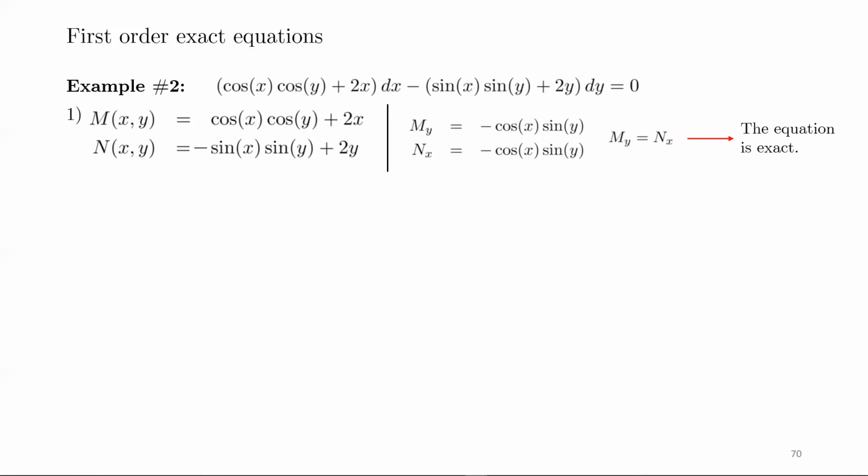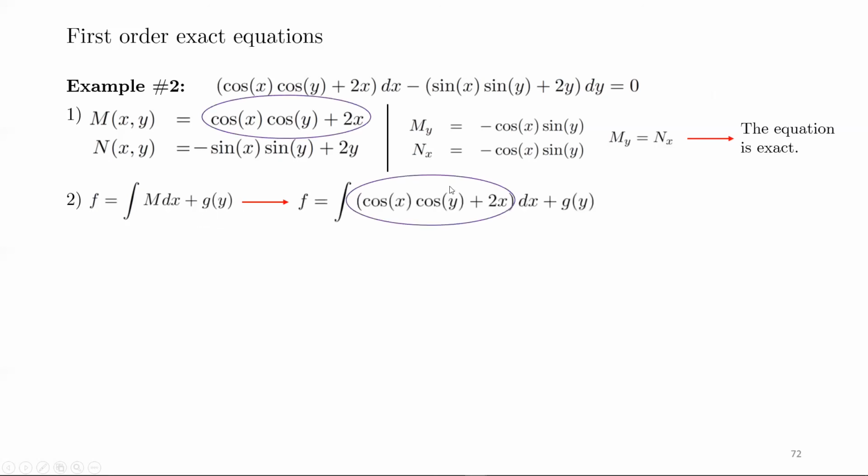Okay, and if the equation is exact, we know that we can find some function f, which is equal to the integral of M dx plus some unknown function g of y. M, of course, is just this, cosine x cosine y plus 2x. So we're integrating this function with respect to x. Again, it's not too hard.